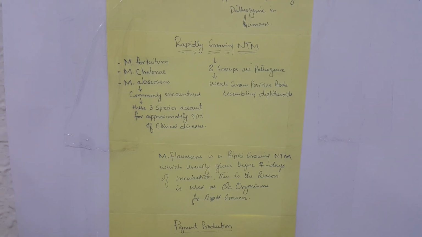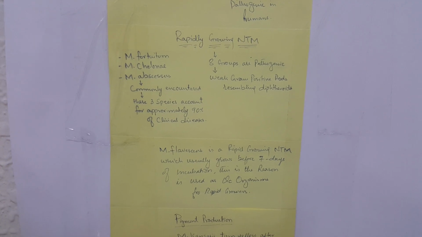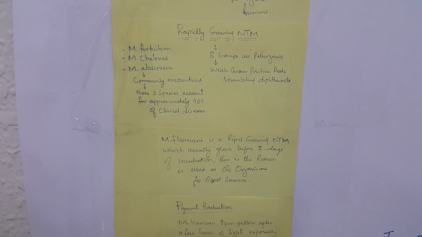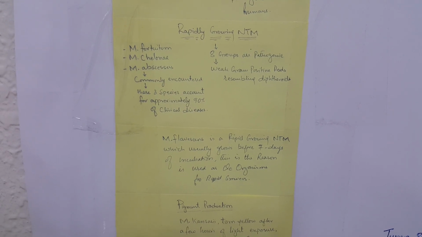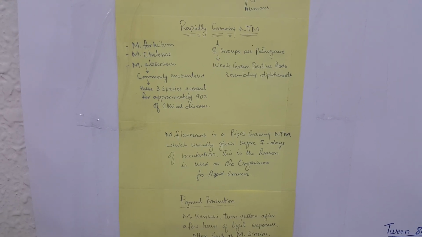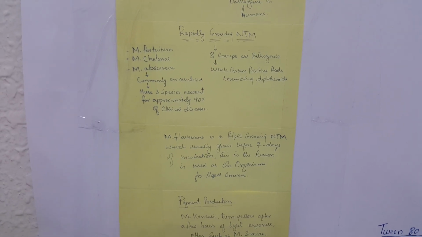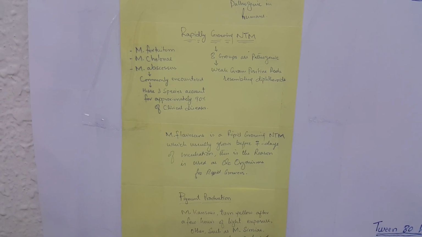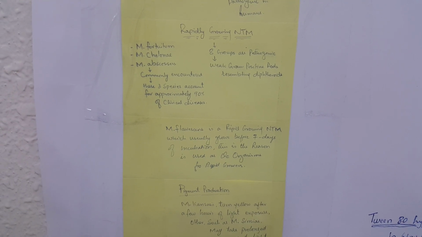Rapid grower non-tuberculous mycobacteria have 8 groups that are pathogenic and are weak gram-positive rods resembling diphtheroid bacteria. M. fortuitum, M. chelonae, and M. abscessus are commonly encountered. These three account for approximately 90% of clinical diseases.